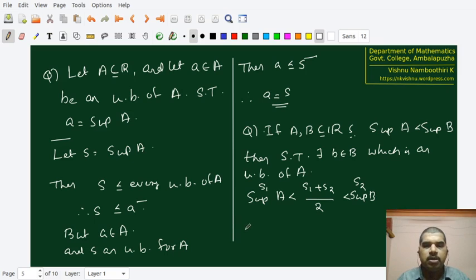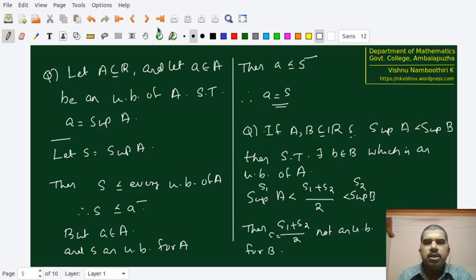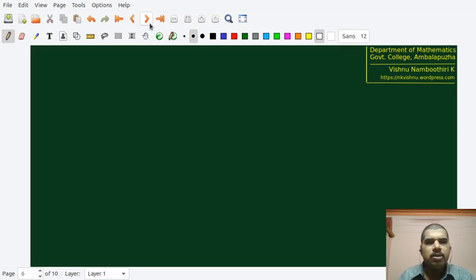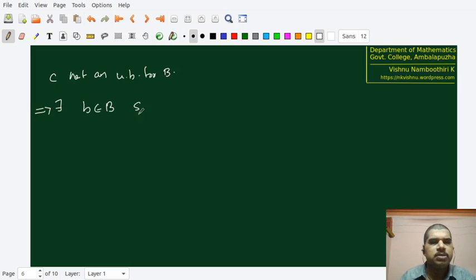Therefore, (S1 plus S2) by 2 is not an upper bound for B. Suppose that we call this element C. If C is not an upper bound for B, it means that there exists some b in capital B such that C is not an upper bound, so C must be less than b.